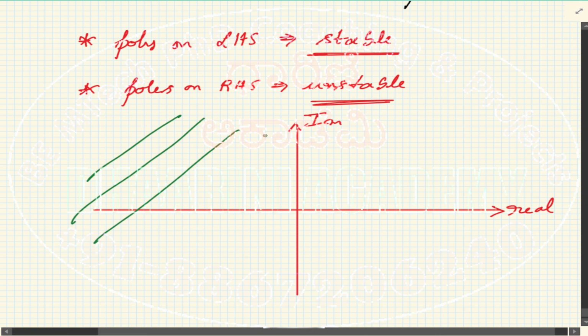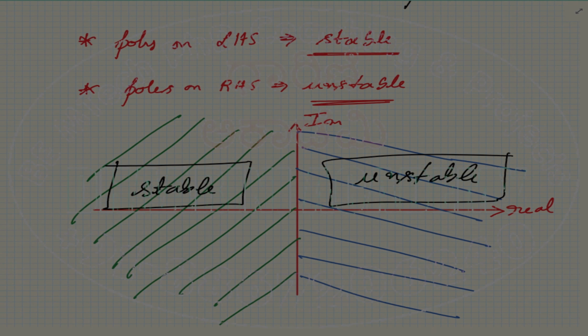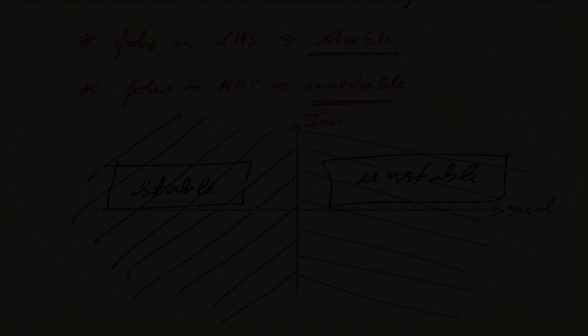Again, we have a few more concepts to discuss. What happens if you have poles exactly on the y-axis? What happens if there are repeated poles? What happens if they are complex conjugates, and so on? Those things will be the upcoming topics discussed in the next class.